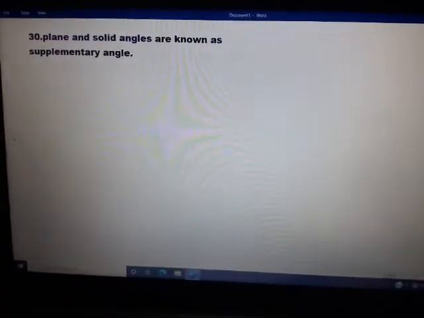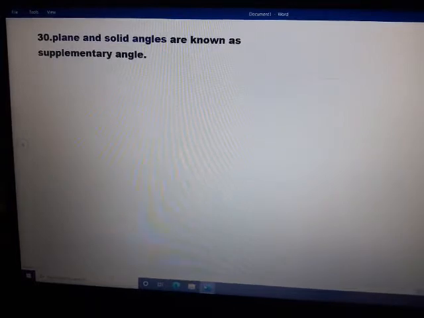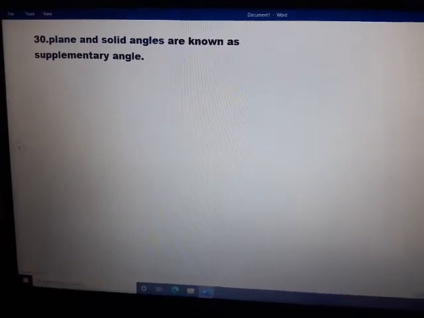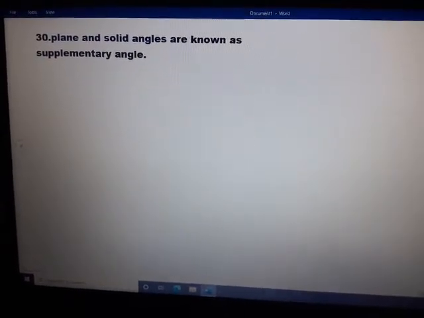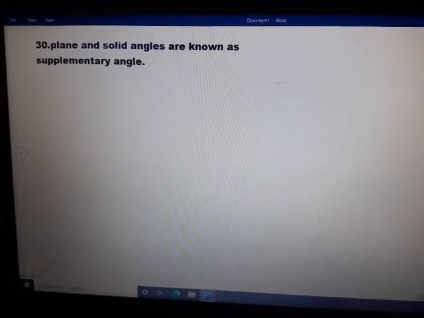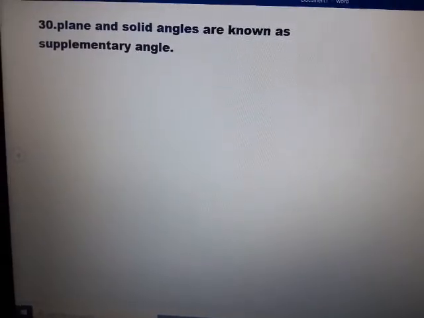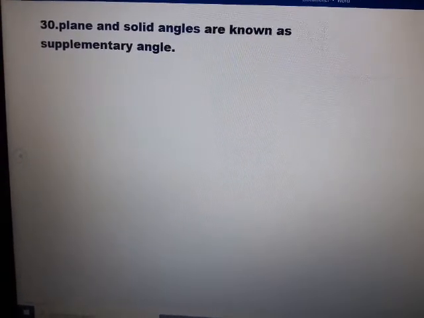And the final question is, dash are known as supplementary angles. Plane angles and solid angles were known as supplementary angles. In 1995, it has been changed into a derived angle.